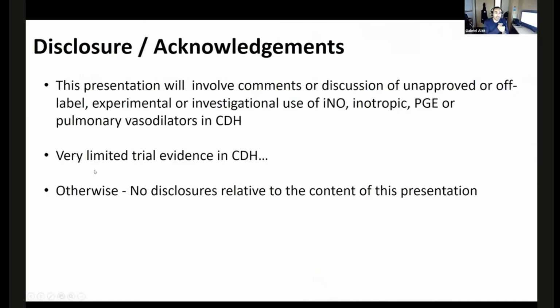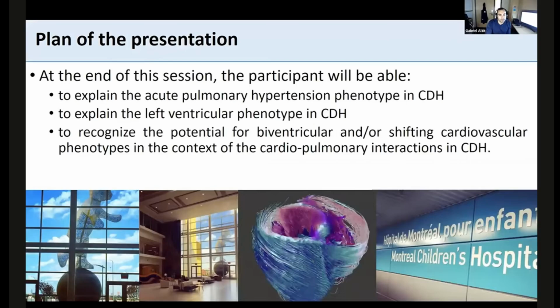And my disclosure is really relevant to the fact that there's very limited trial evidence in congenital diaphragmatic hernia. A lot of what we have is based on important research that remains mostly observational and physiological. And I still think that, when we have very critically ill children in front of our eyes, we need to act with the best evidence. And that's why, as a community, we strive to give that kind of great and comprehensive care. Otherwise, I don't have any disclosure relative to the content of this presentation.